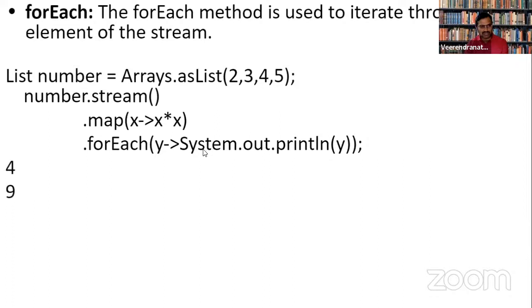Then we are going for 4. So how did I get 4? 2 square is 4. Then I got 9. How did I get 9? 3 square is 9. Then I got 16. How did I get 16? 4 square. Then I got 25. So this is how I get the things done. So now 9, okay, I think, yeah, it's an extra input.